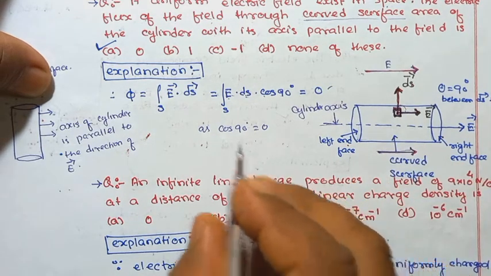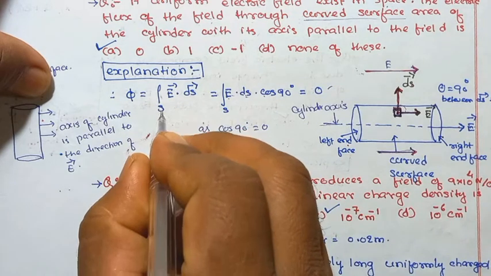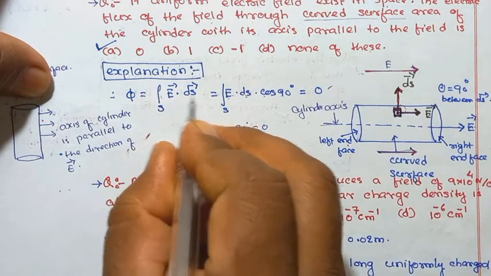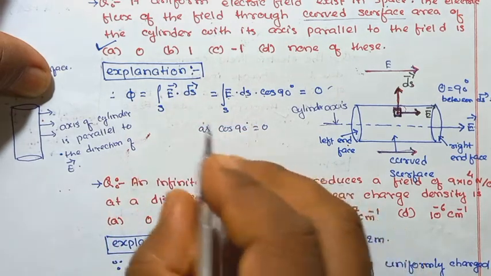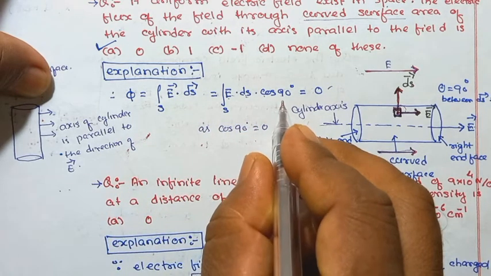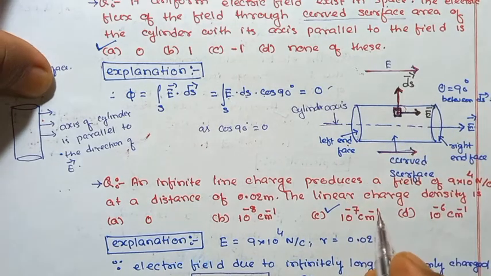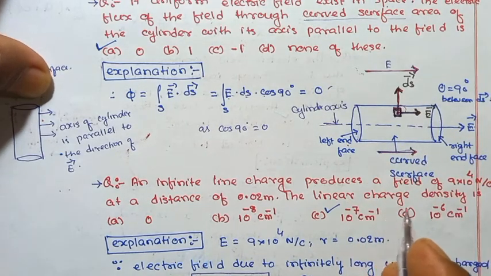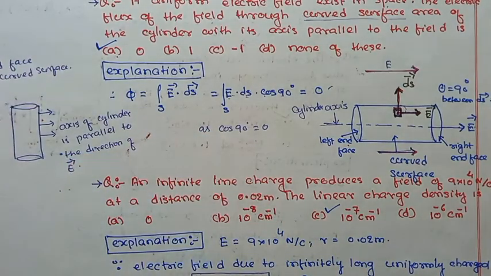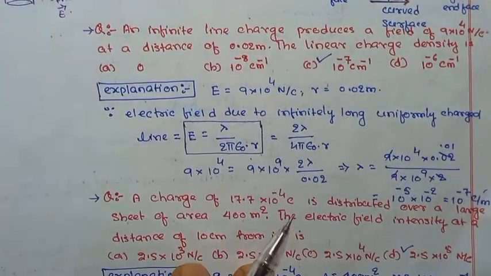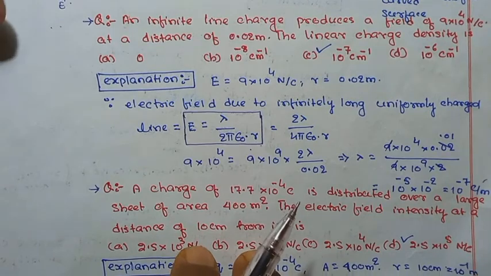ठीक है, now so surface integration of E vector dot ds vector, this is dot product of the two vectors. So E ds cos theta and theta is 90 degree here, therefore cos 90 is 0. So option A is correct. ठीक है, अभी नेक्स्ट क्वेश्चन में जाएंगे.